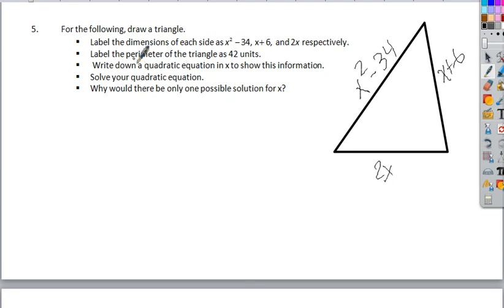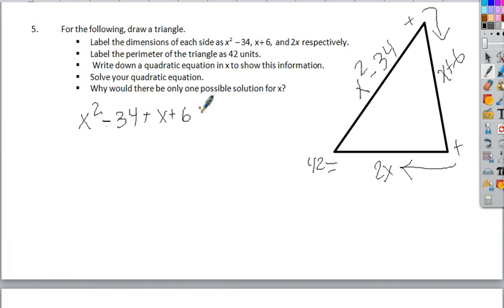And it says label, the perimeter of the triangle is 42 units. So that means if I add that plus that plus that, it should equal 42. So let's set that up. x squared minus 34 plus x plus 6 plus 2x all equals 42. So that takes care of those two.